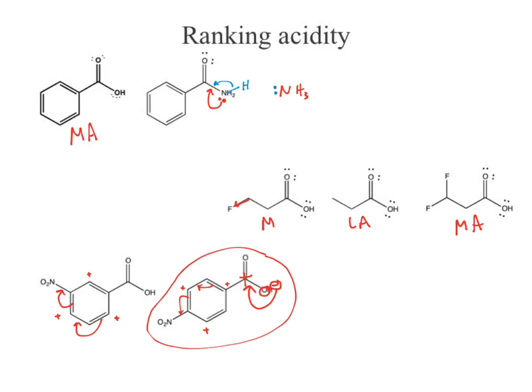So you need to start thinking about what things can contribute to your acidity. How are the electrons shifting around within the individual structure? How can we balance things out? Okay? So which one?